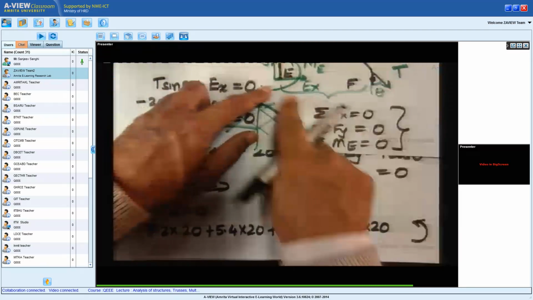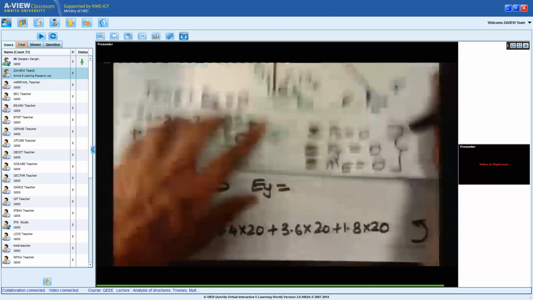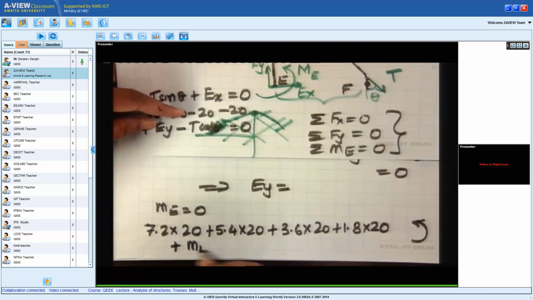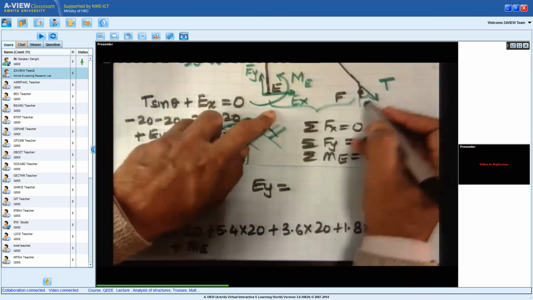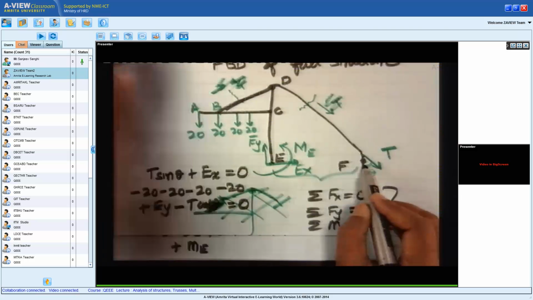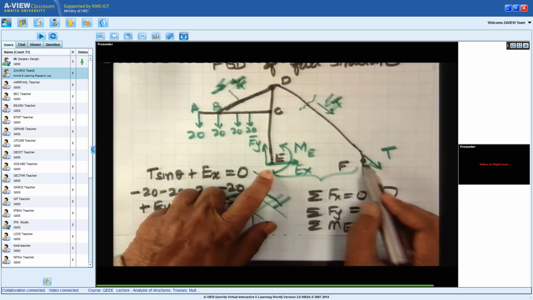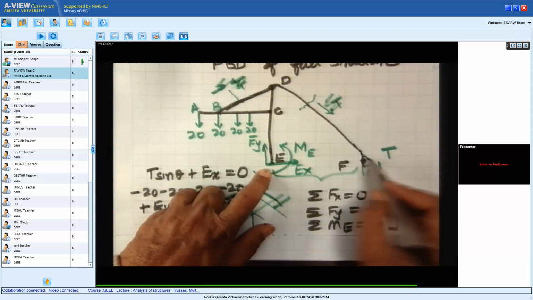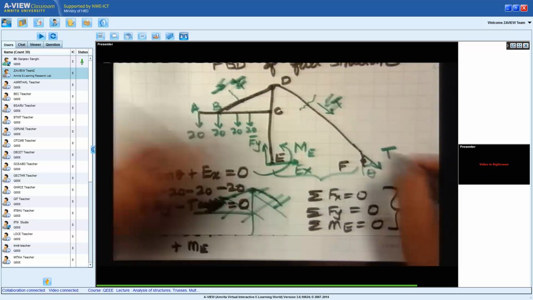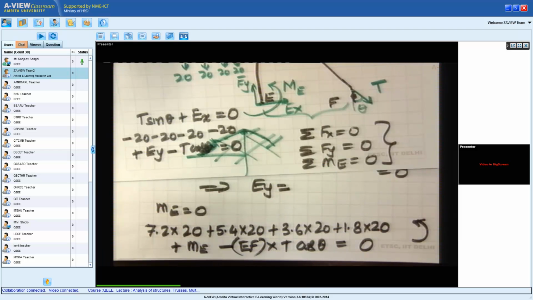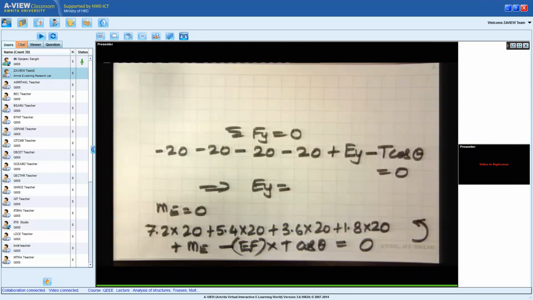Then in this free body diagram, Ex and Ey will not contribute to moments about E. Moments about E will come, so I will get plus M sub E. Now, this is where the point comes that I've taken T to be acting at point F, just ahead of point F. So now only the vertical component of T will cause a moment, and that will be equal to EF times T cos theta. It is in the clockwise direction, so I will get minus EF multiplied by T cos theta is equal to 0, and this will give me the answer for M.